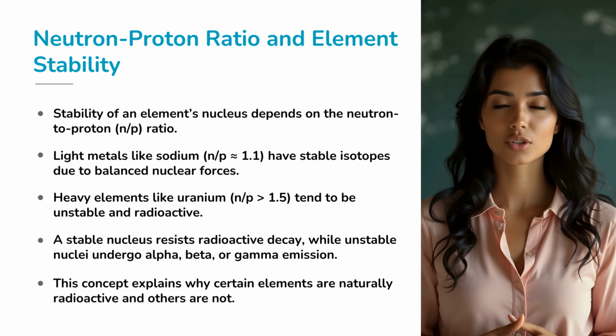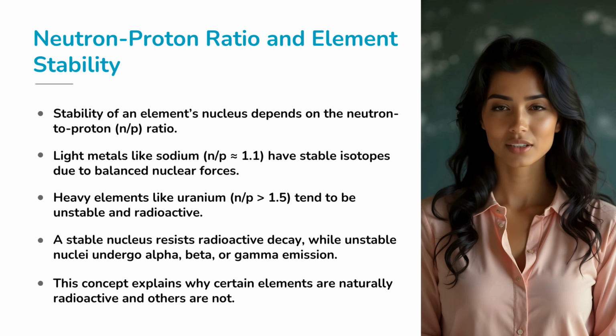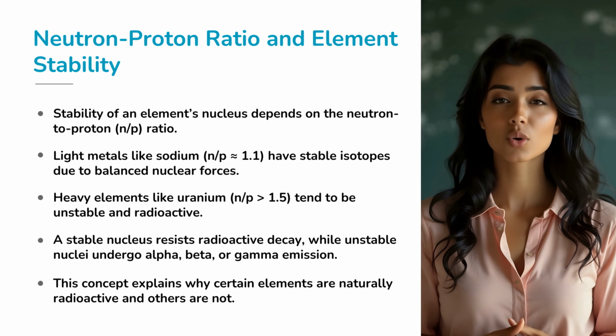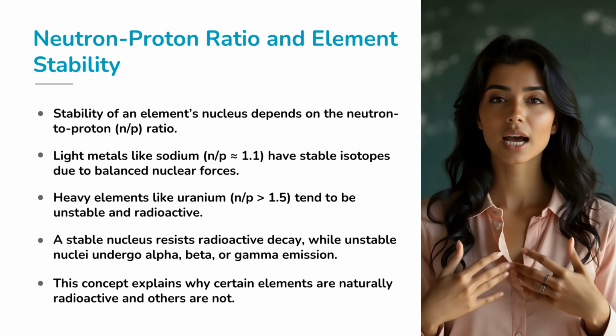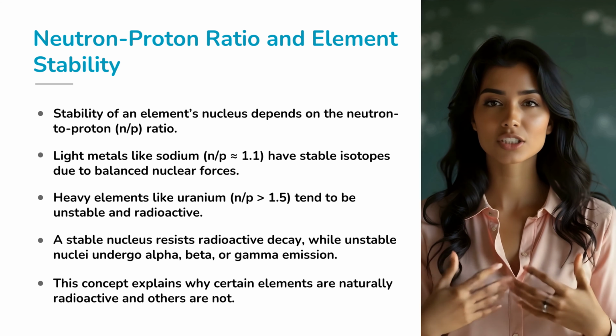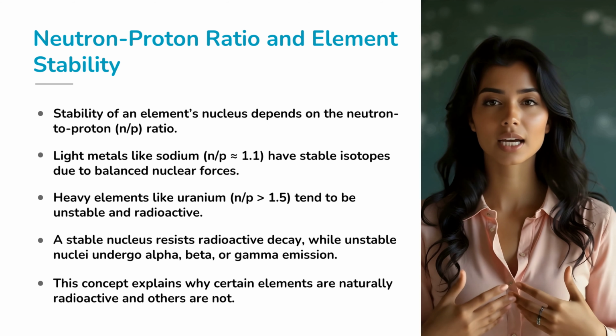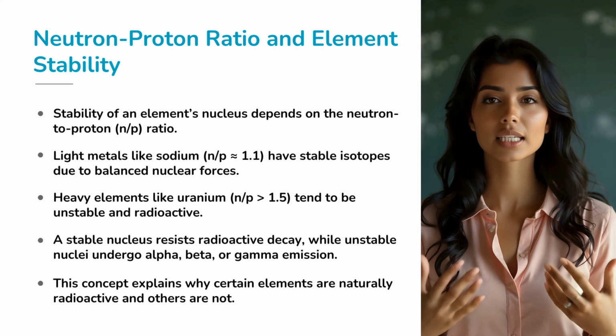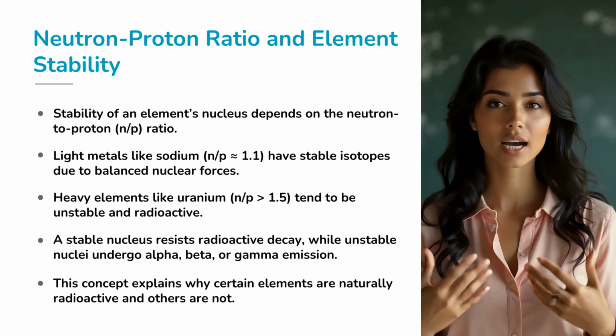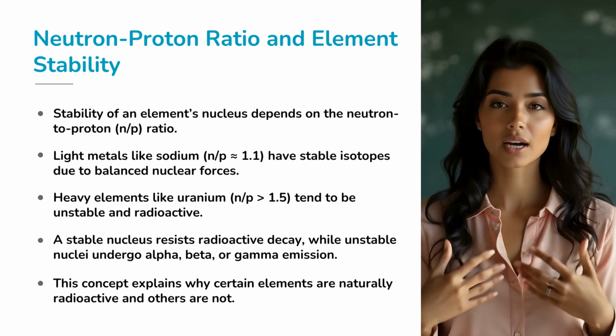Elements with an unstable nucleus release energy in the form of radiation, undergoing alpha, beta, or gamma decay, depending on the situation. This is why we have radioactive elements like uranium that decay over time. Their high N to P ratio makes them unstable.